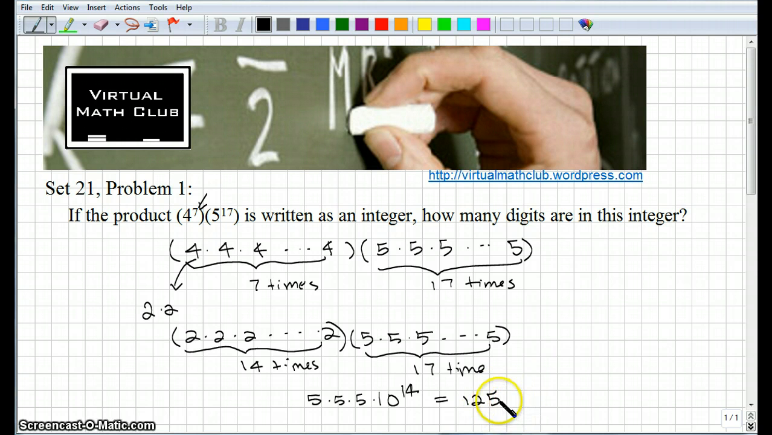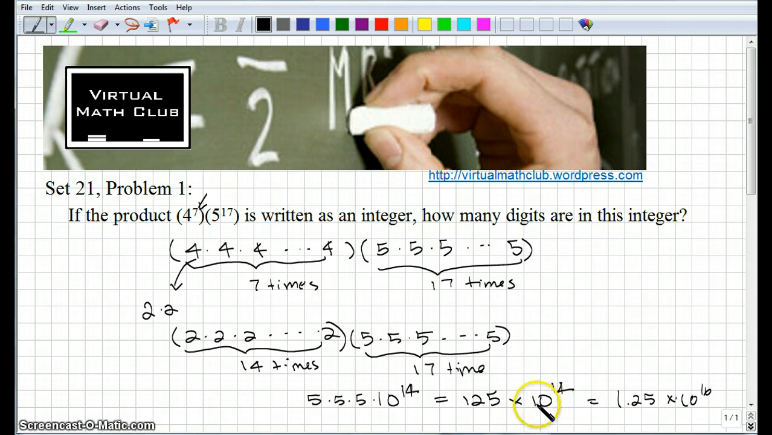And we can write this in a form that's sort of like scientific notation, 125 times 10 to the 14th. I say it's not scientific notation because scientific notation usually has one number before the decimal point. So scientific notation would actually be 1.25 times 10 to the 16th. But we can write this as 125 times 10 to the 14th.